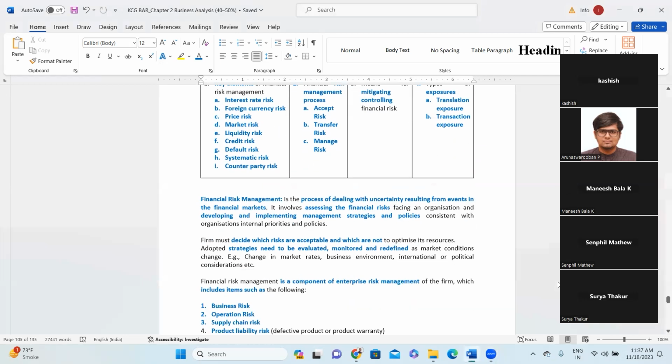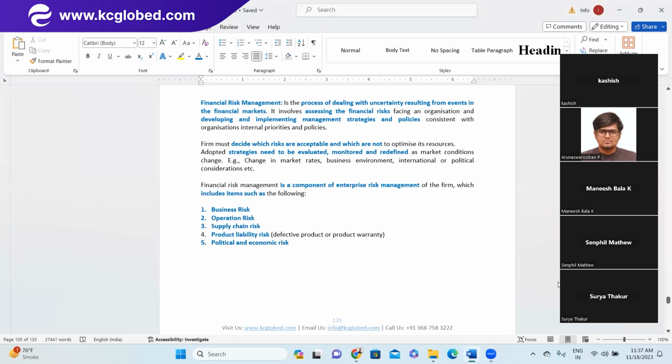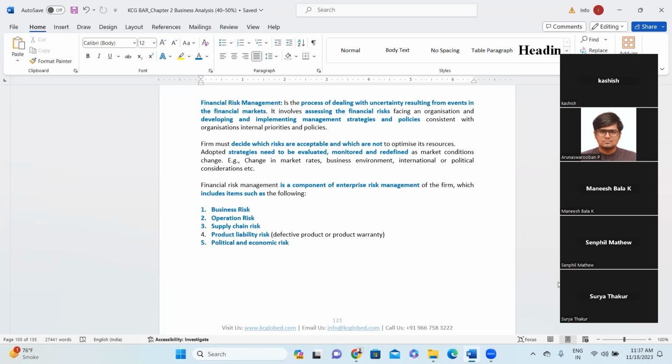Okay. So first one is financial risk management. It's the process of dealing with uncertainty resulting from events in the financial market. It involves assessing the financial risk facing an organization and developing and implementing management strategies and processes consistent with the organization's internal priorities and policies. So the very first thing is identifying all categories of risk, right? And categorizing those risks into material and non-material, and for those material risks, building a strategy or policies in place to mitigate those risks.